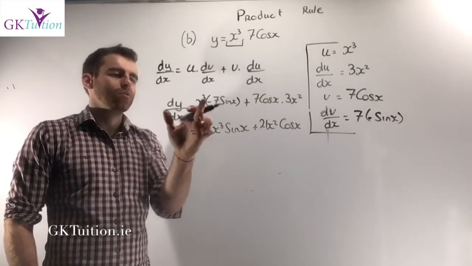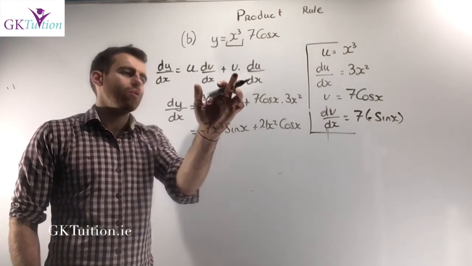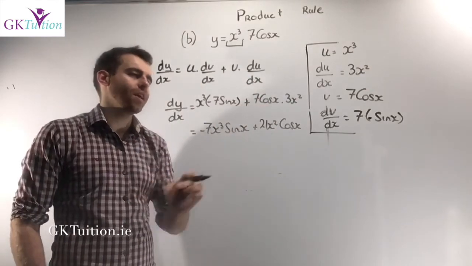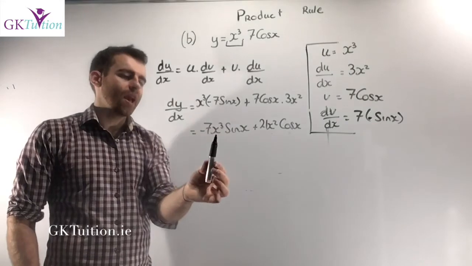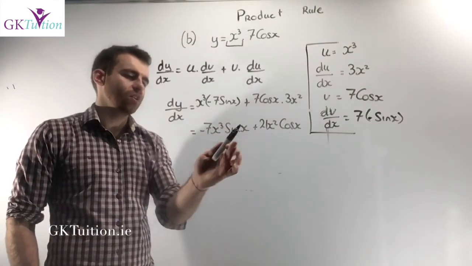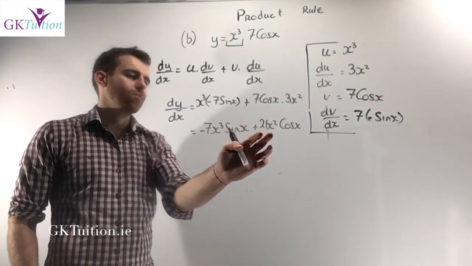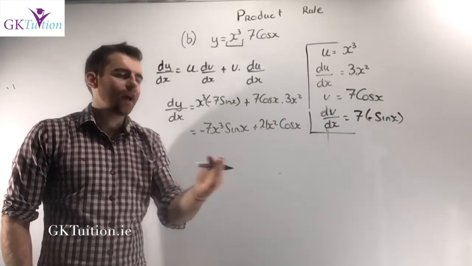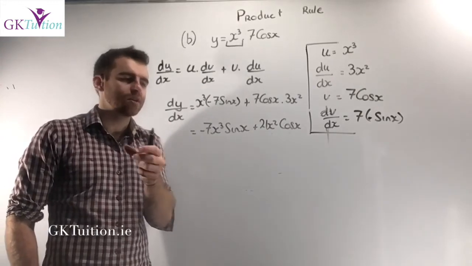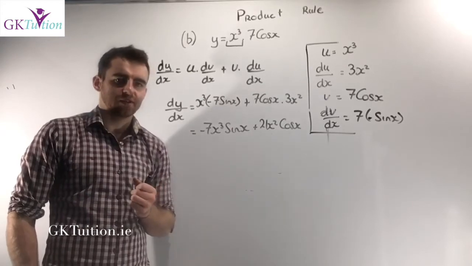Now I just sub in, u is x cubed, dv dx is minus 7 sine x. V is 7 cos x and du dx is 3x squared. Now minus 7 by x cubed is just minus 7x cubed sine x. 3x squared by 7 is 21x squared cos x. Now we could go further there and we could factorize out a 7x squared, but for the moment let's just leave it like that. We'll consider that to be our final answer.